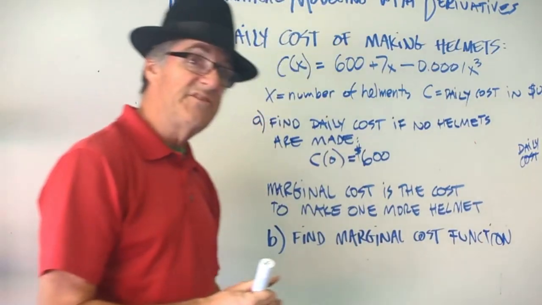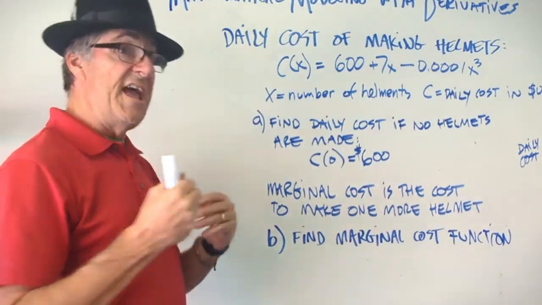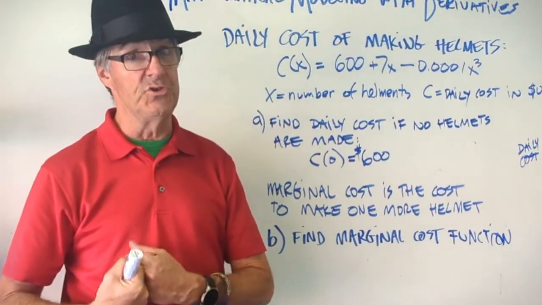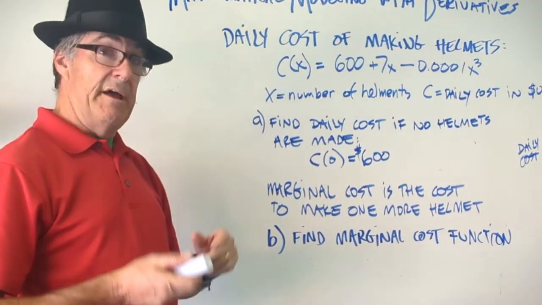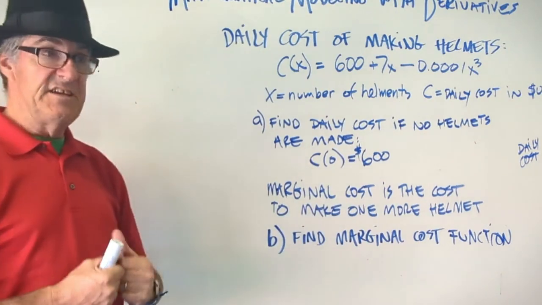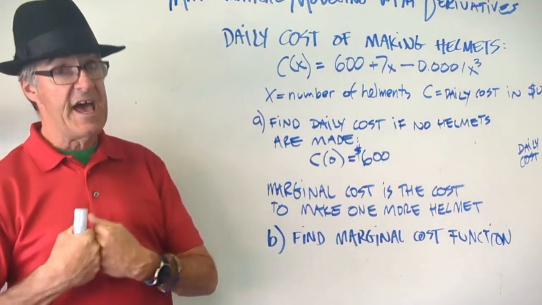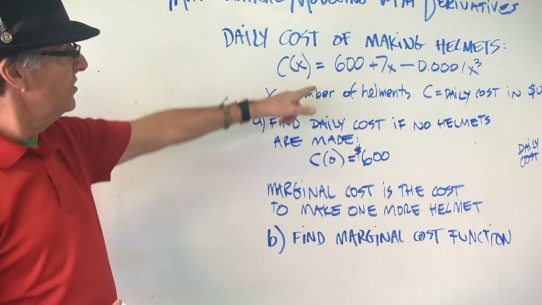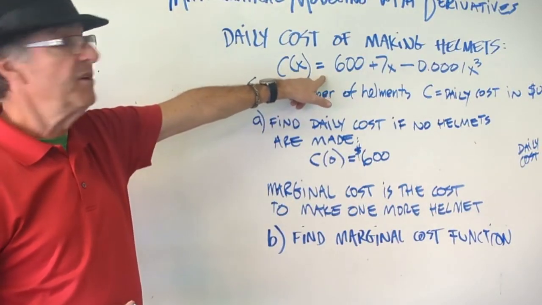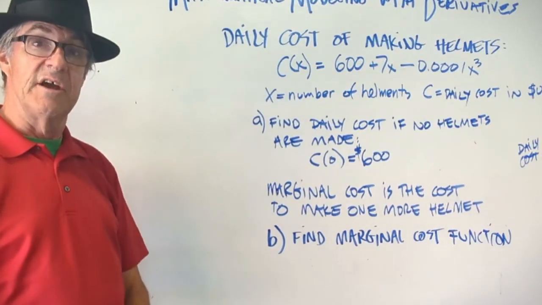So this will tell us the per helmet price or cost for any number of helmets produced. Okay, so think about what you learned about this chapter to find the instantaneous rate, the rate of change at a point on a curve, and then you can do that process, take the derivative to this function, and you're going to get the marginal cost function. Pause the video and go do that.